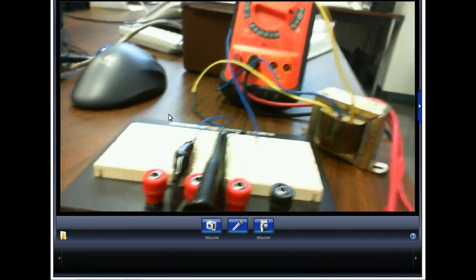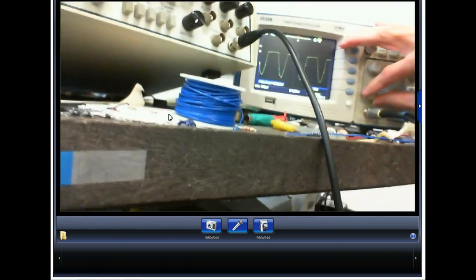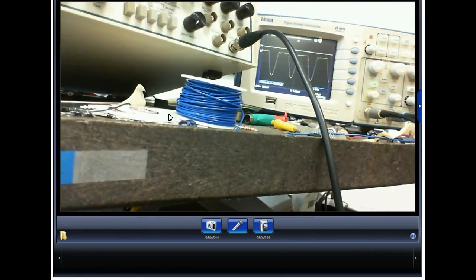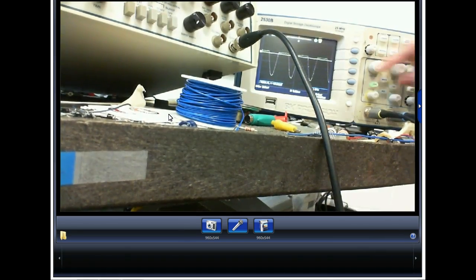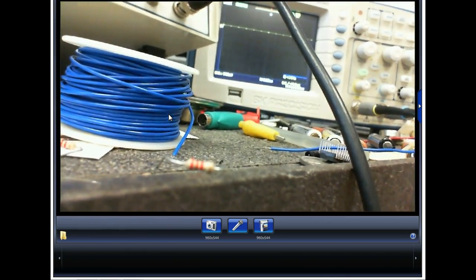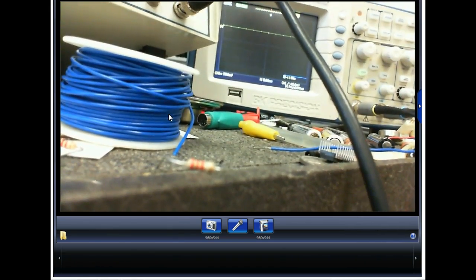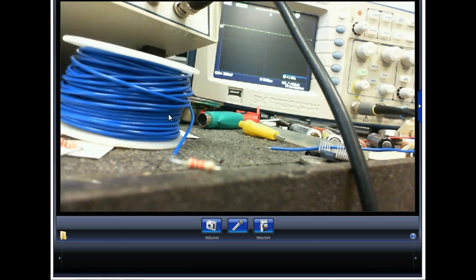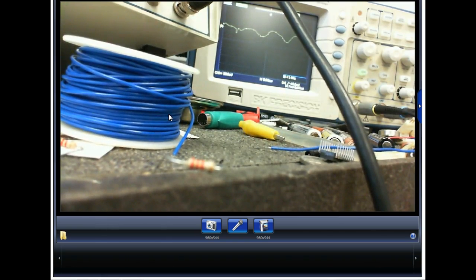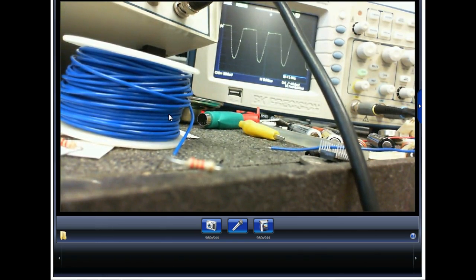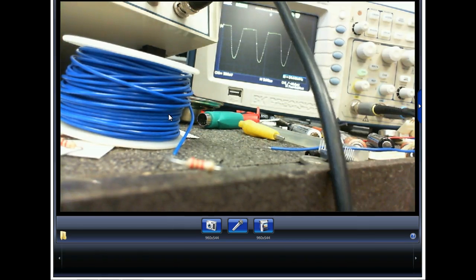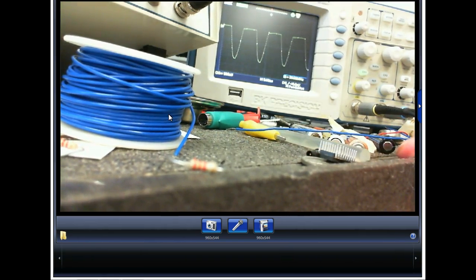Now I got to shift my scope up. We'll redo the trigger. So here's 0 volts up here now. So what we've got now is negative DC. My scope pulled out the resistor. Can we power stuff with negative DC? That's the question.